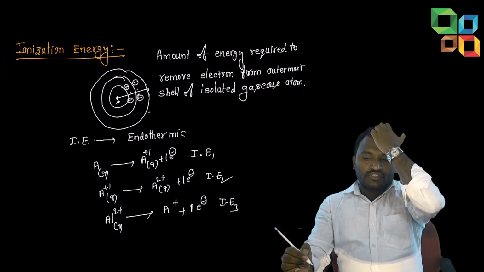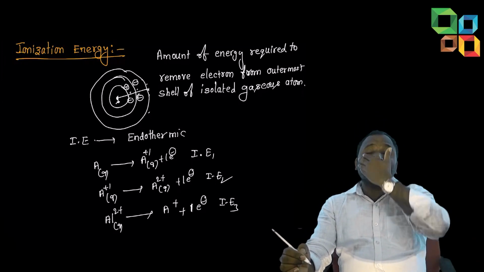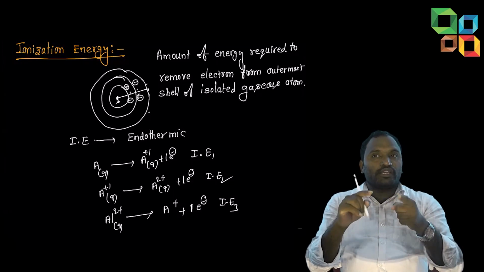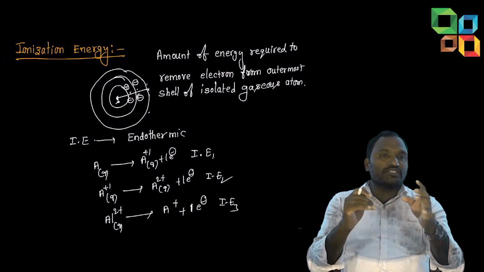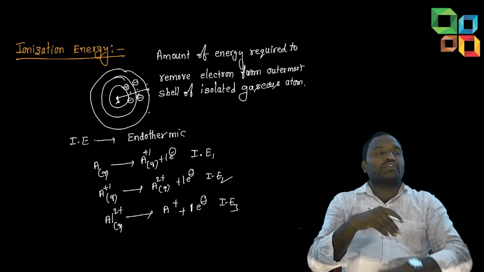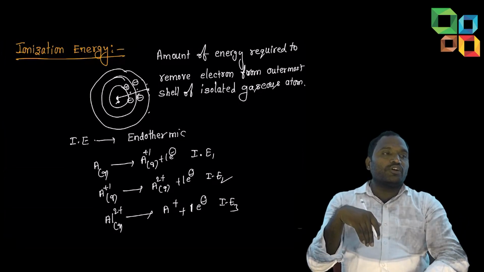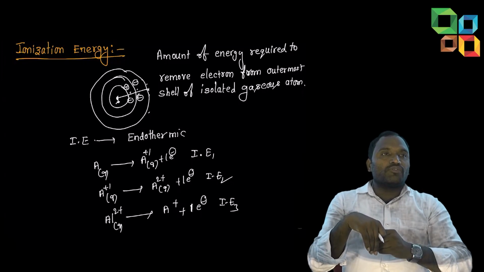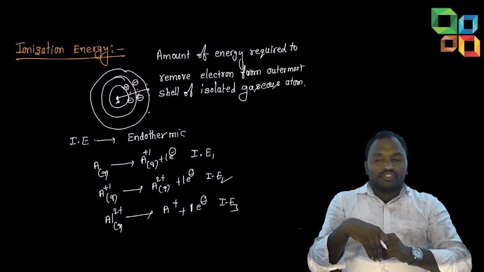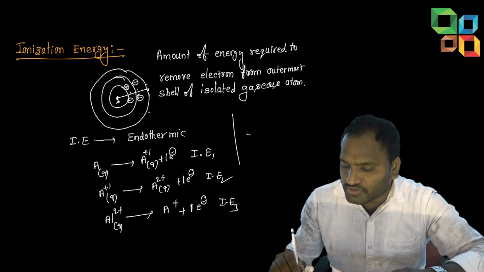Students, according to you, which ionization energy is more? IE1, IE2, IE3. IE1 is for the removal of the first electron. IE2 is for the removal of the second electron. IE3 is for the removal of the third electron. Out of IE1, IE2, IE3, which is more? IE3 is more.